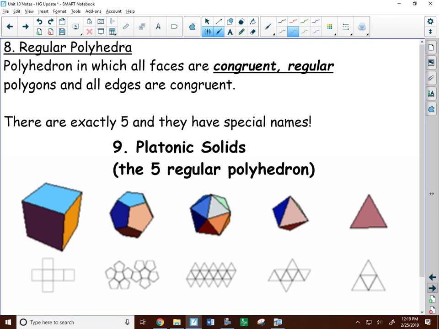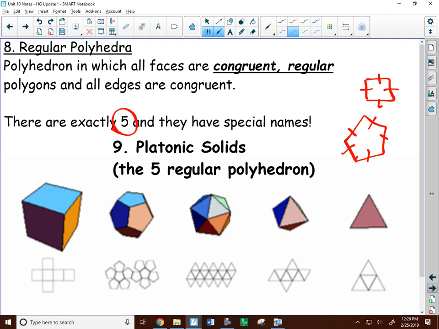Remember a regular polygon? All sides and angles congruent, so for a pentagon, all the sides. For a quadrilateral, it's a square. Or an equilateral triangle, all the sides and angles are congruent. Well, the same thing occurs for polyhedra. You can have a regular polyhedron made of polygons that are all congruent. So it's all congruent regular polygons. But there only exist 5 of them actually. Exactly 5. These are called the Platonic solids.